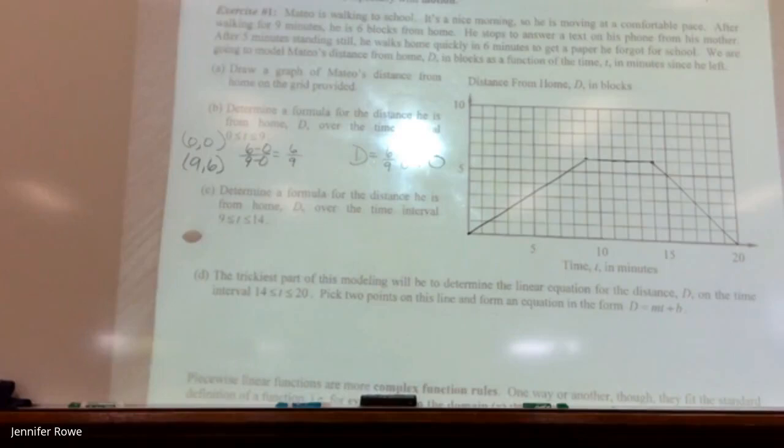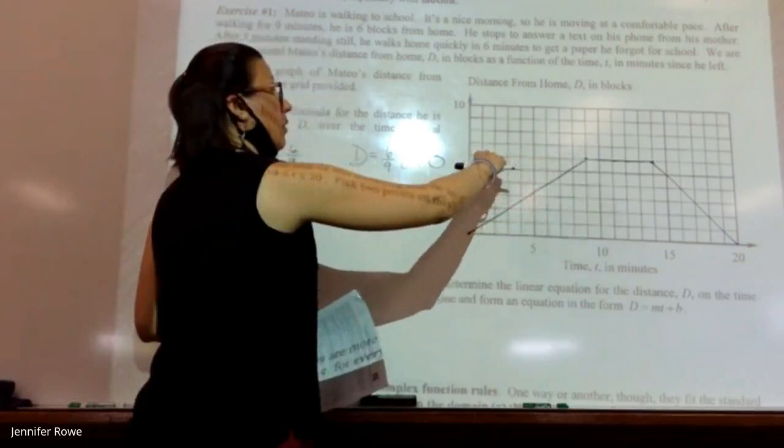Determine a formula for the distance he is from home, D, over the time interval from 9 to 14. Well, you should know what kind of slope that line has. It's zero slope. So the only thing we need is the y-intercept. What would the y-intercept be? 9, 6. It would be 6. So that would be D equals 6.